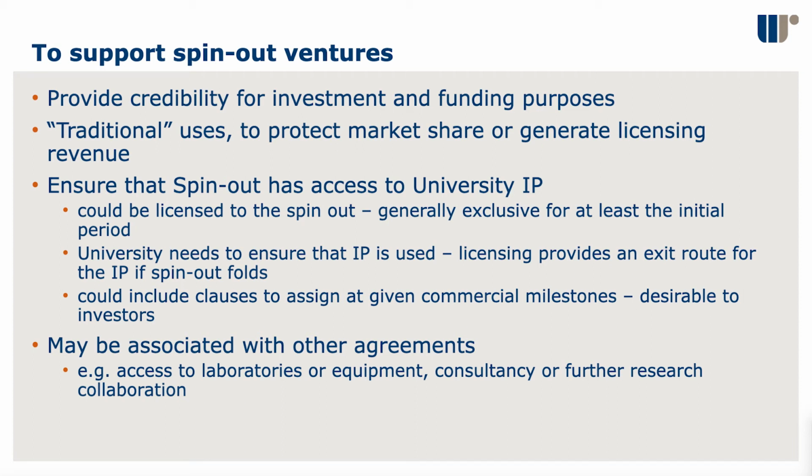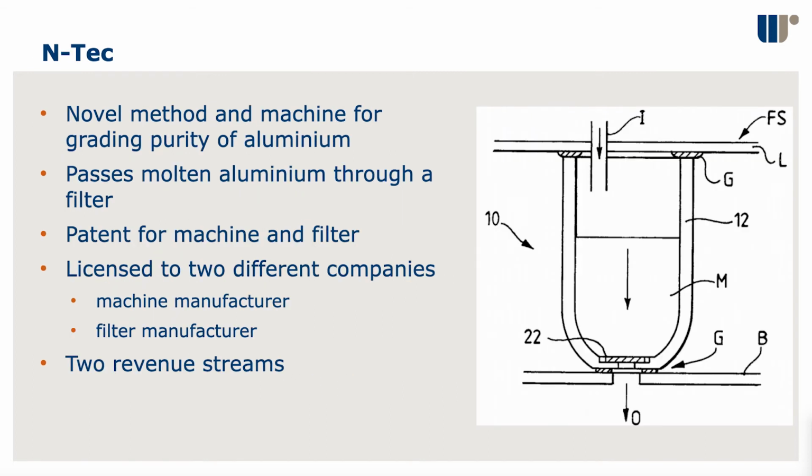But if the spin-out folds, and we have to accept that many do, the licensing provides an exit route for the IP because it's still owned by the university, and so they can relicense it elsewhere. This is significantly less easy to do if the IP has been sold to the spin-out company. However, the license between the university and the spin-out could include clauses to assign, for instance, at a given commercial milestone, which benefits the spin-out as it's attractive to investors. As you might expect, licenses may be associated with other agreements, for instance, access to laboratories or equipment, consultancy, or further research collaboration. An example taken from our client base is the spin-out NTEC.